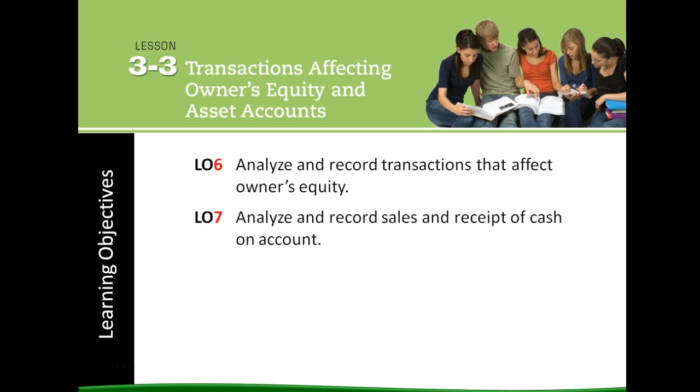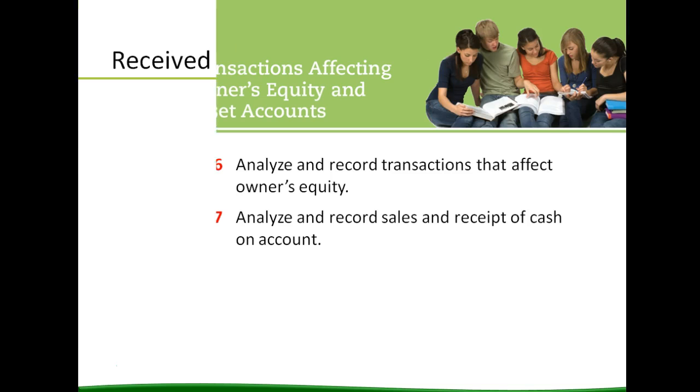Remember, chapter 3 is all about journalizing transactions, and our lesson objectives for this particular lesson would be to analyze and record transactions that affect owner's equity, and then also to analyze and record sales and the receipt of cash on account. So one of the things you want to just be thinking about is that the activities in this lesson really are just more transactions, and that they're going to follow the exact same process of journalizing that we've done in the previous lessons in this chapter. We're just moving on now and looking at those transactions that impact owner's equity.